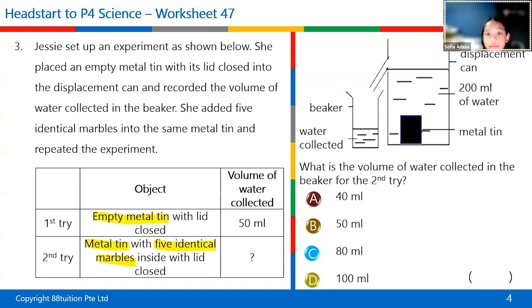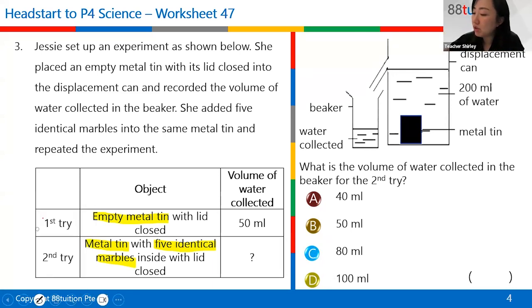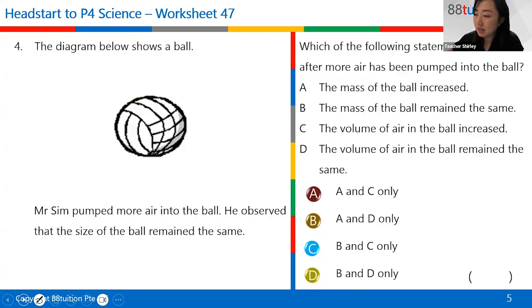C. Very good. Yes, okay, because the marbles would have occupied a bit more space. And when it occupies a bit more space, it means that it's going to displace even more water. So if it's going to displace even more water, the answer will then be 80. All right, good, well done.